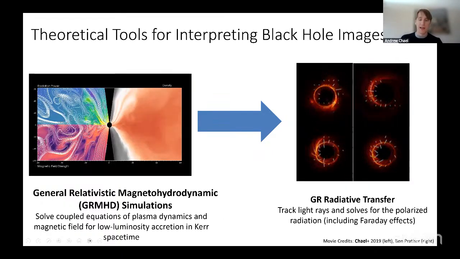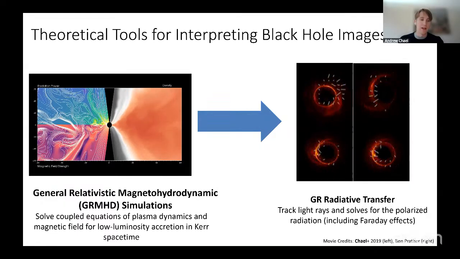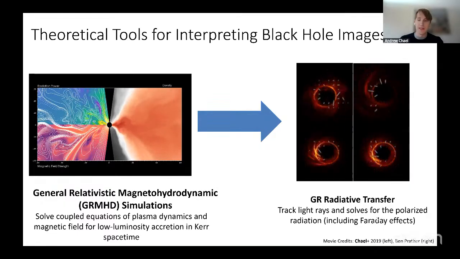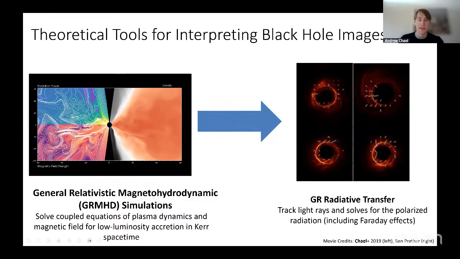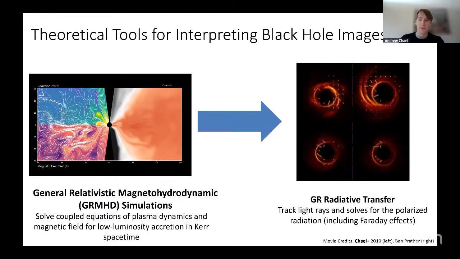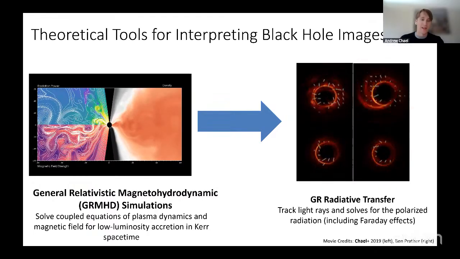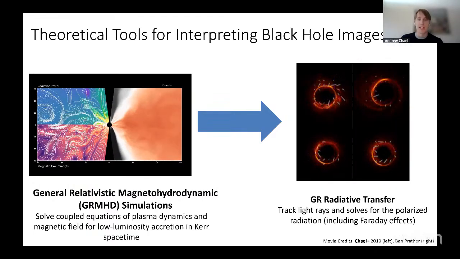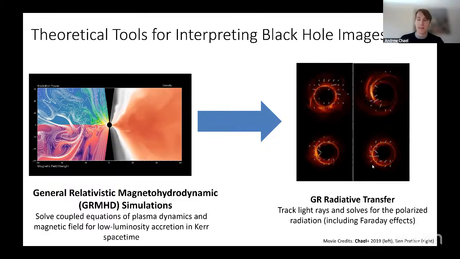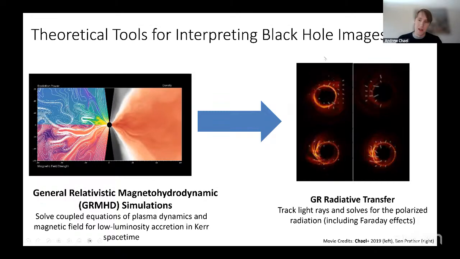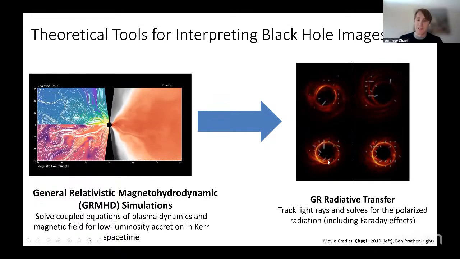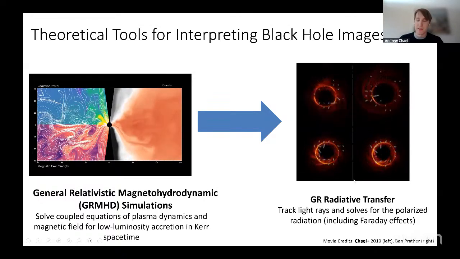So these track the light rays that propagate through these simulations and solve for the polarized radiation that is accumulated along light rays, including the effects of Faraday rotation, as well as the strong gravitational light bending. And we produce movies like this, which show the black hole and material rotating around it, as well as the polarization here in these dancing tick marks.